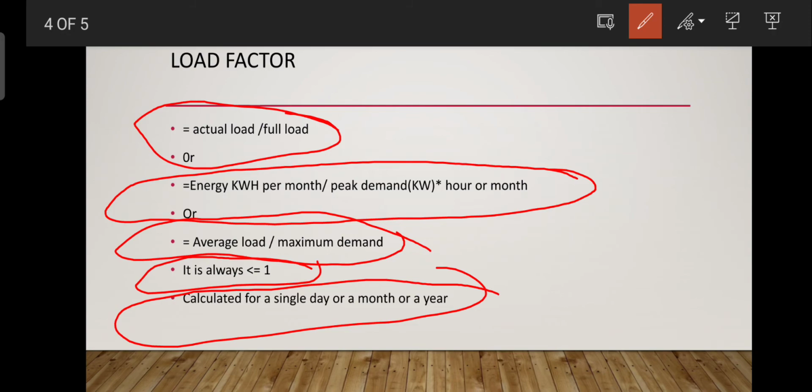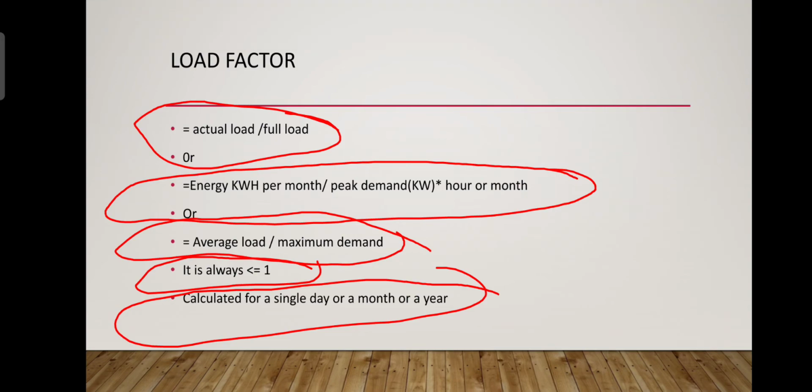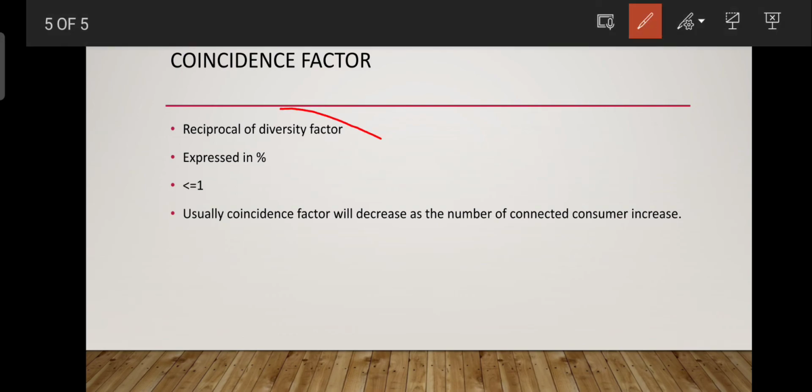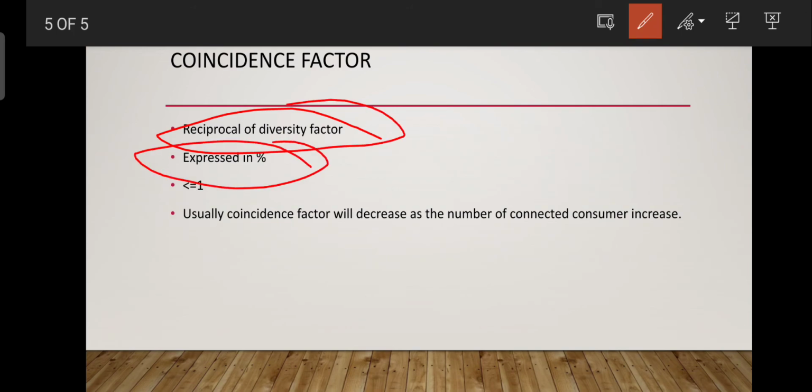Okay, so it is complete. Next, go to our next slide, that is coincidence factor. So what is coincidence factor? It is the ratio of the maximum coincident total demand of a group of consumers to the sum of the maximum power demands of the individual consumers comprising the group, taken at the point of supply for some time. It is the reciprocal of the diversity factor, expressed in percentage, and it is less than or equal to 1.